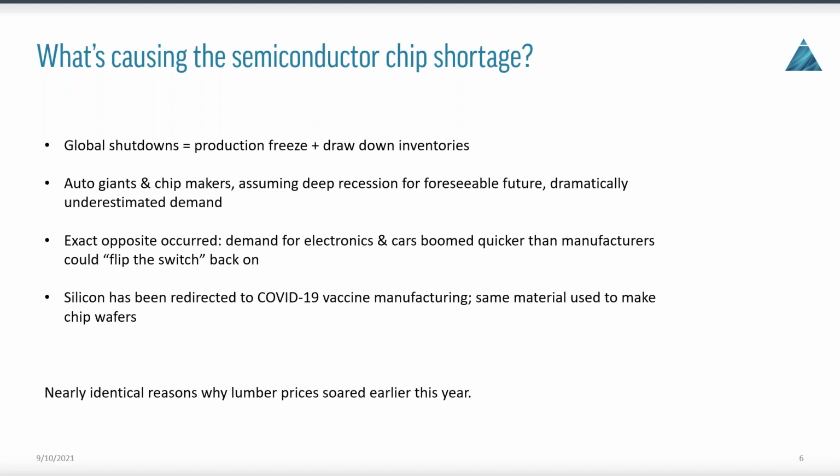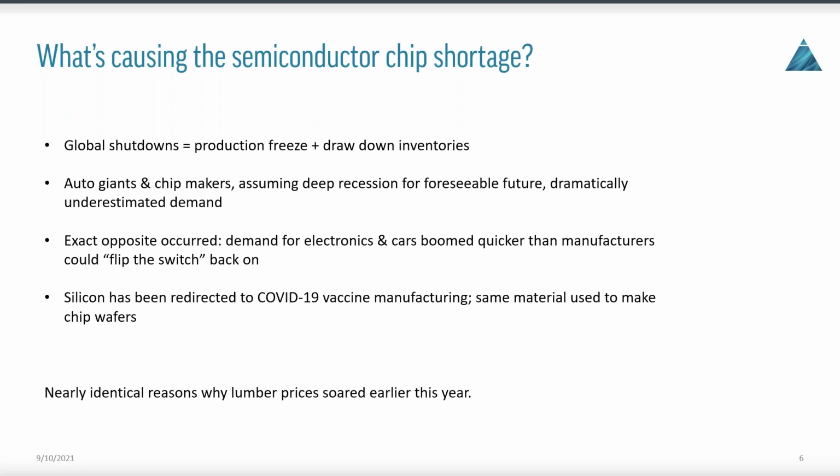And also silicon, which goes into manufacturing these chips. A big demand for silicon is coming now from COVID-19 vaccine manufacturing, because it's the same material used to make the capsules or the actual vaccines themselves. So silicon is now being redirected towards vaccine manufacturing. And so now auto manufacturers or chip manufacturers are fighting with Pfizer, Moderna, J&J, and others for silicon. And there's only a fixed amount of silicon right now. So again, these are all reasons why prices have soared, and semiconductor chip manufacturing has really faltered.